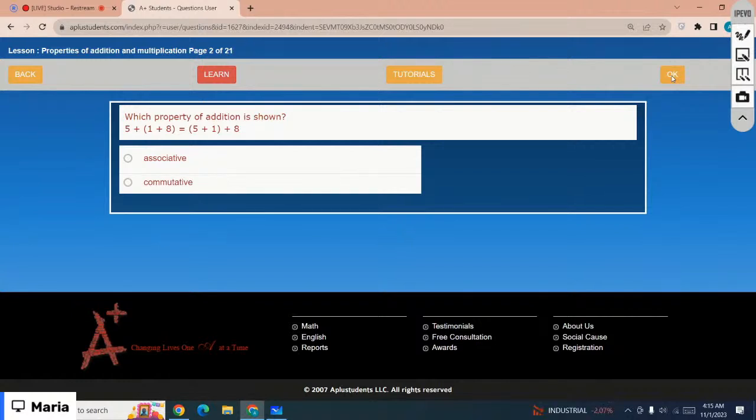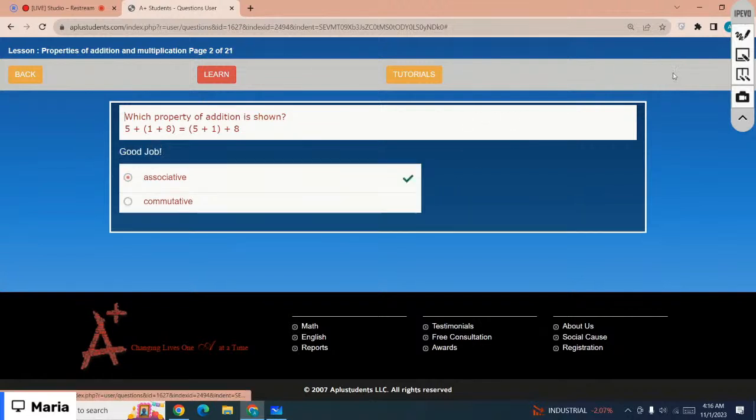Okay, the next one is, which property of addition is shown? 5 plus 1 plus 8 equals 5 plus 1 plus 8. On both sides, the numbers are exactly the same, just the grouping is different, right? So whenever three numbers are involved, that would be associative property. So the correct option is associative.